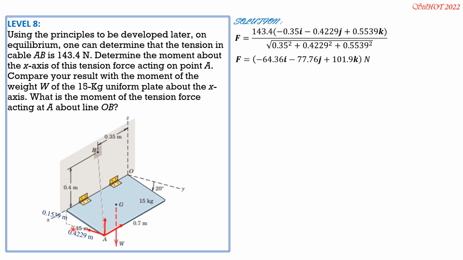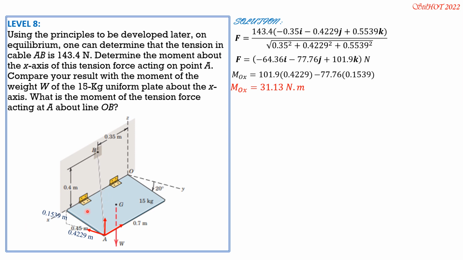101.9, the moment arm is 0.4229, then minus this component, which is Fy, 77.76, moment arm is 0.1539. So MOX is 101.9 Fz times 0.4229 minus Fy, which is, do not carry the sign, make it positive because it is leftward, minus 77.76 times 0.1539. So MOX is equal to 31.13 Newton meter.